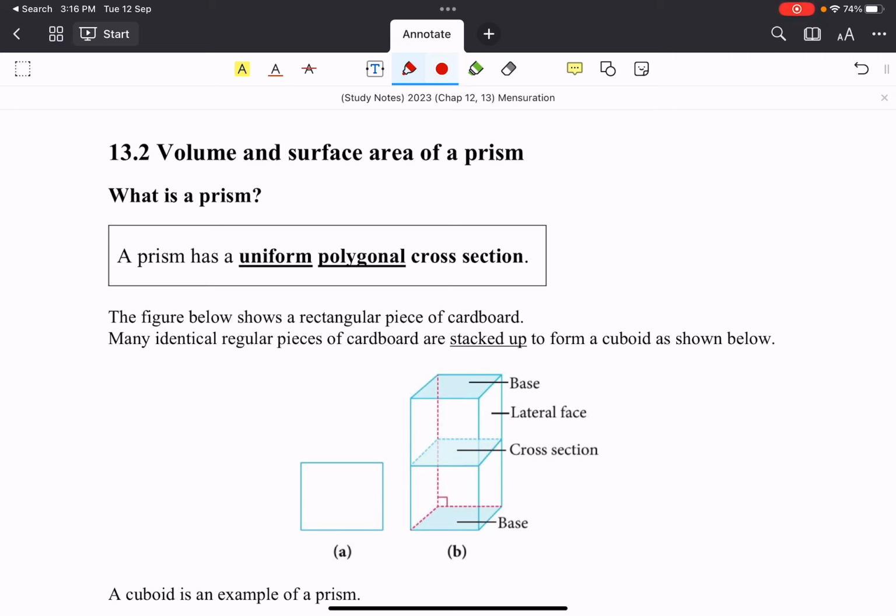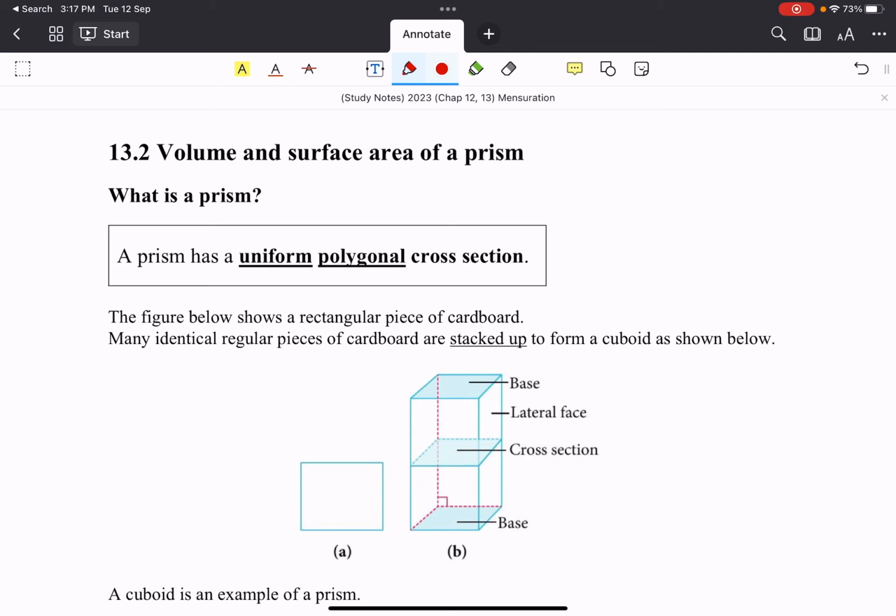So in the next section, we'll look at this three-dimensional object called the prism, right? A cuboid is actually a type of prism. What exactly is a prism? You can see the definition there. It has a uniform polygonal cross-section. So we have a cross-section that doesn't necessarily need to be a square or a rectangle, but if it is, we'll get a cuboid. Then we extend it out. We have a base, we extend it out uniformly, and we create something called the prism.